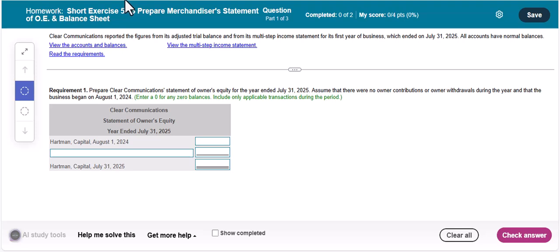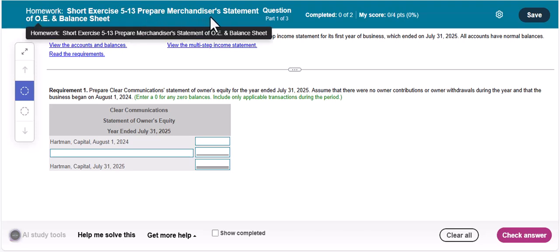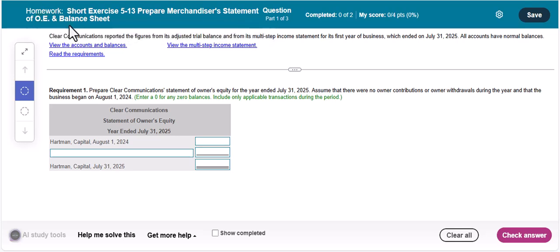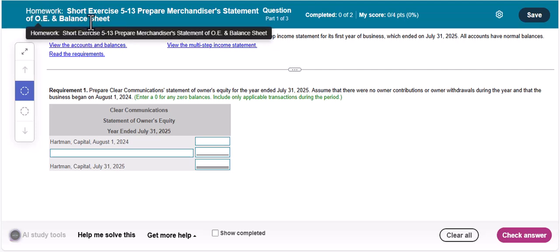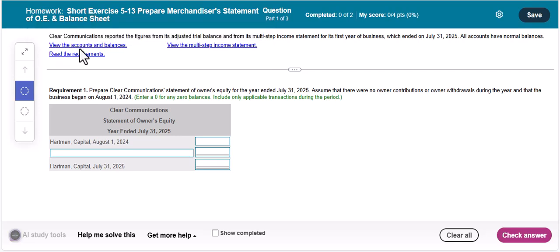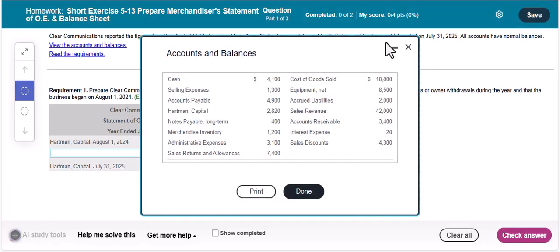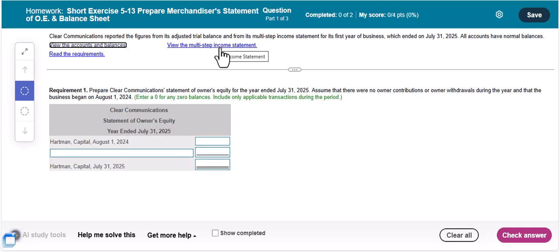Short exercise 5-13, prepare merchandiser's statement of owner's equity and balance sheet. So it's going to be for the same company, Clear Communications, that we've been working with. The company here reported the figures from its adjusted trial balance and from its multi-step income statement for its first year of business, which ended on July 31st, 2025. All accounts have normal balances. So this is the adjusted trial balance, and then here is the multi-step income statement.